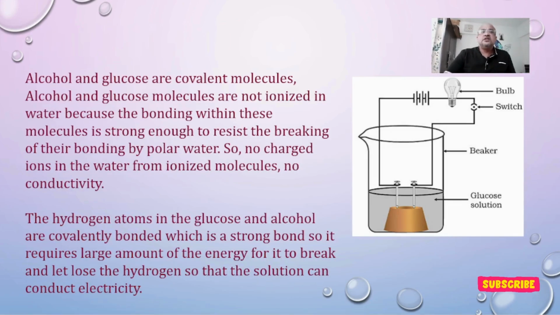So let's see this. Alcohols and glucose, we know that they are covalent molecules. Here you see you have put glucose into this and the bulb is not glowing. Right. Why is the bulb not glowing? Because alcohol and glucose molecules are not ionized in water. They do not ionize in water because the bonding within these molecules is strong enough to resist the breaking of the bond by the polar water, right? So the water molecules cannot break this bond. So there are no charged ions in the water from ionized molecules, and so no conductivity.